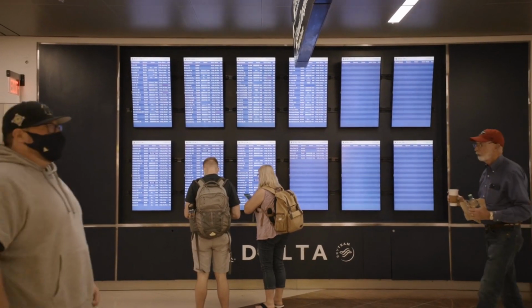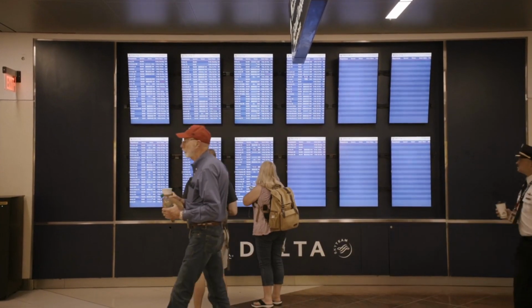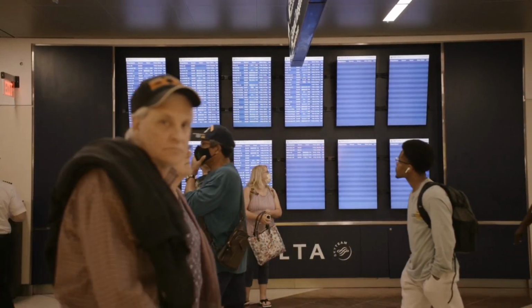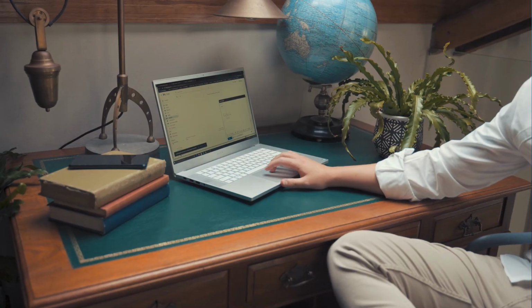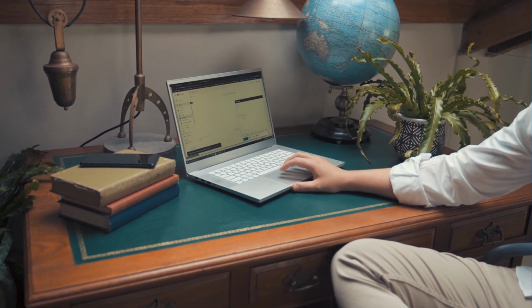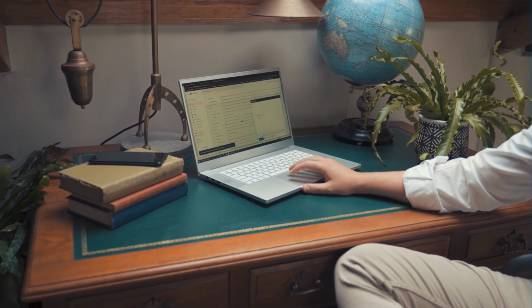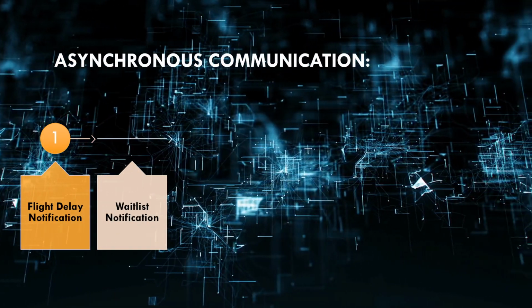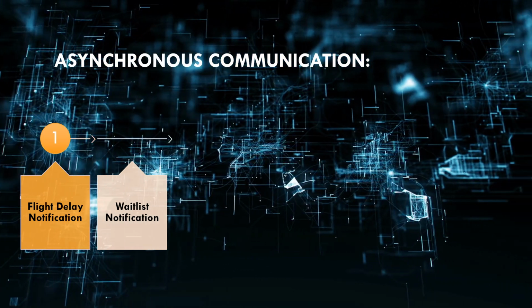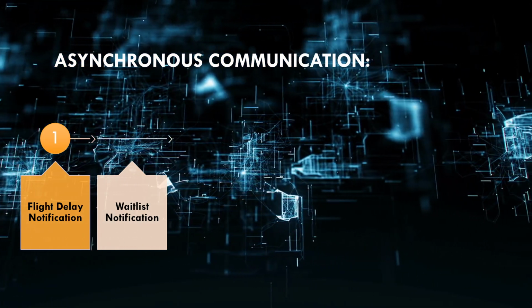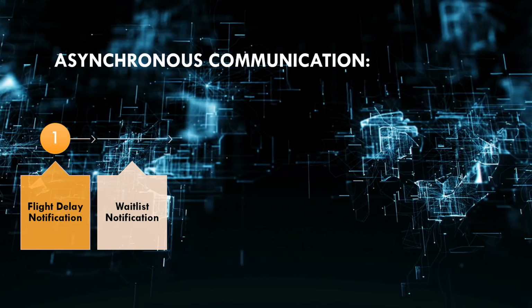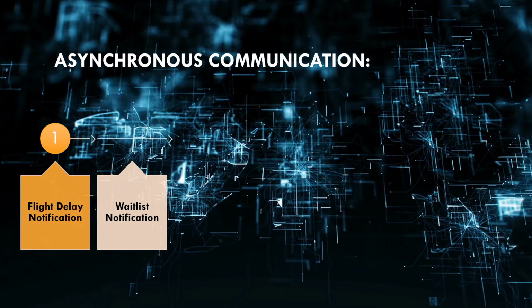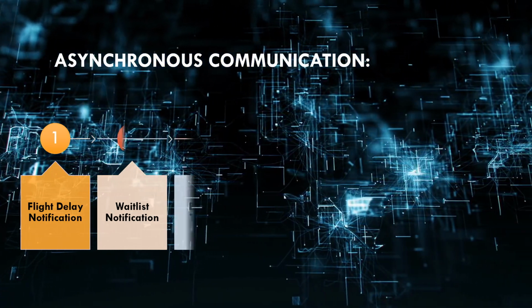Flight delay notifications. Airlines can send asynchronous notifications to passengers about flight delays or cancellations via email, SMS, or push notifications. Passengers are not actively requesting this information but receive it when they need it. The next use case is waitlist notification. If a flight is fully booked, passengers can opt to be on the waitlist. When a seat becomes available, the system sends an asynchronous notification to passengers on the waitlist.